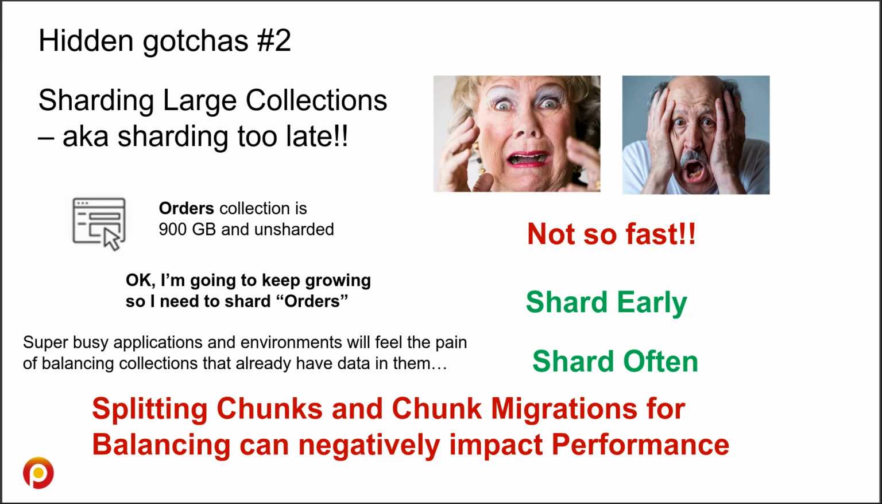So the recommendation is to shard early and to shard often, right? Because the splitting of the chunks and the chunk migrations, the balancer process that I mentioned earlier, will also negatively impact that performance. And I've seen this happen time and time again, right? Where people just aren't necessarily aware of that. They know they're growing, but they see it across the board, right?